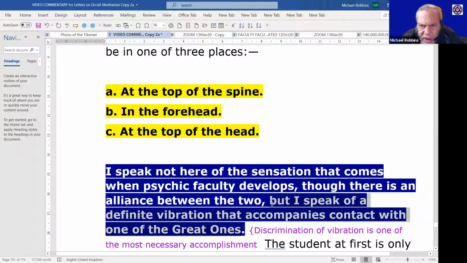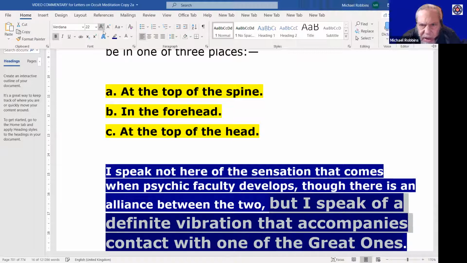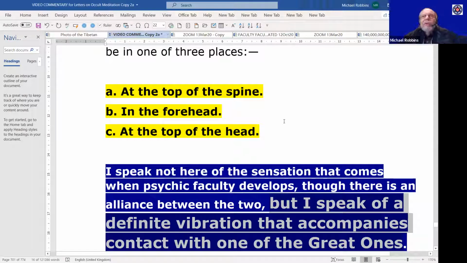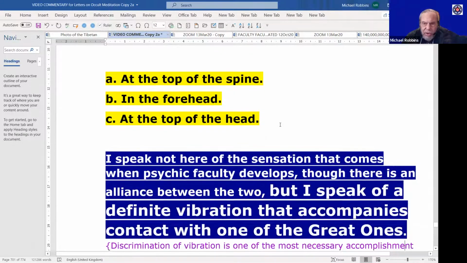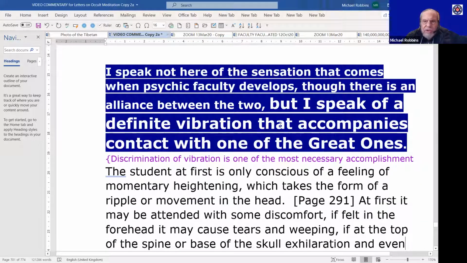And I wonder, how many of us could discriminate a vibration which originates with Master DK or Master KH or Master Moria, for instance, given the triangle that we usually work with? The student at first is only conscious of a feeling of momentary heightening, which takes the form of a ripple or movement in the head. I think for many this will be familiar.